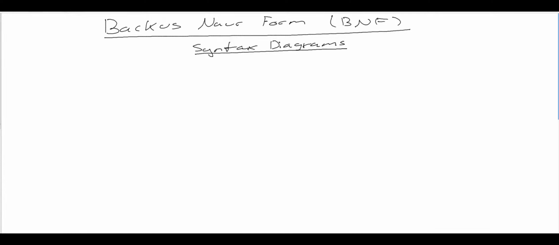In this tutorial video, what I'm going to be doing is talking about syntax diagrams in relation to BNF. Syntax diagrams are a way of graphically representing the production rules that I talked about in the previous tutorial video on BNF. Okay, so what sort of symbols do we use to produce these syntax diagrams then?